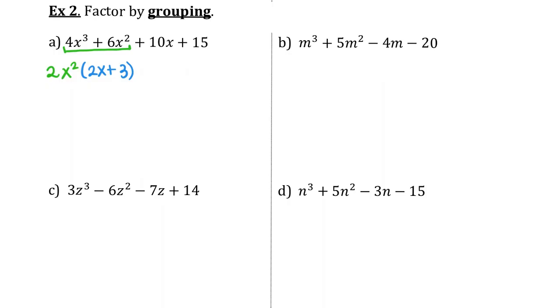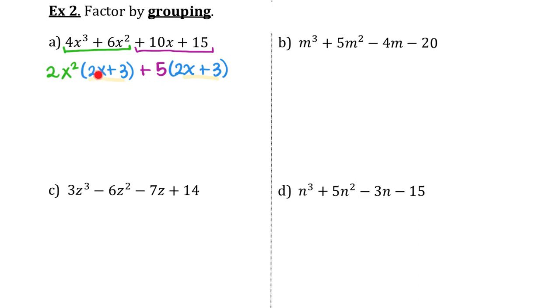And now I go to the second pair, the plus 10x and the plus 15. So I'm going to put plus 10 and 15. Do they divide by 10? No, but they divide by 5. Okay, so 5 times 2x is 10x, 5 times 3 is 15. Okay, this is the first step. Now from here, I want to check if there is a common factor here and here, I can factor by grouping.